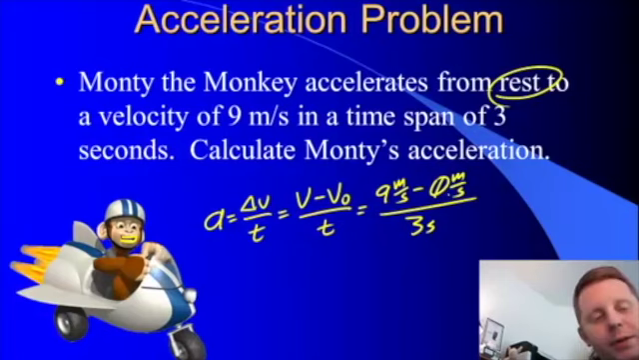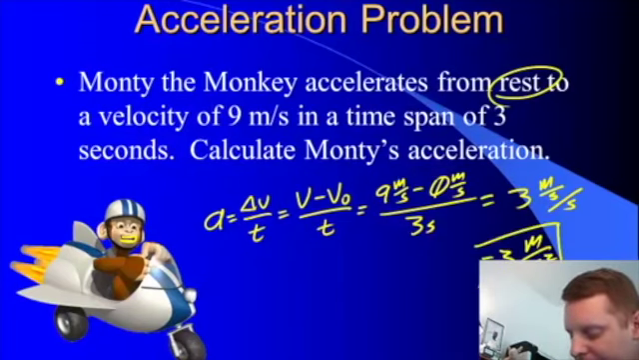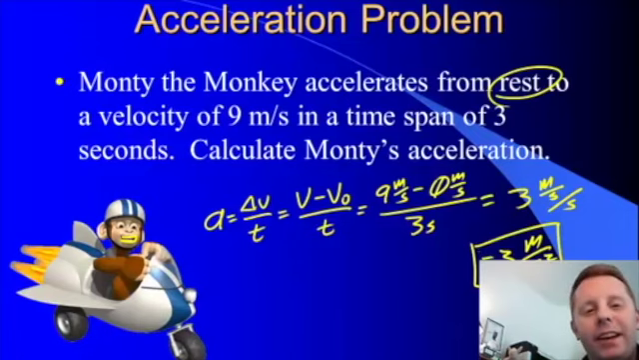9 minus 0 is 9. 9 divided by 3 is 3. That will leave us with an acceleration of 3 meters per second squared. And acceleration is a vector, so technically we do need a direction with this. However, it's fairly obvious from the problem that we're talking about the forward direction. So in this case, it's probably okay to not write the direction down. But really, if we wanted to be technically correct, we should have a direction with this as well.